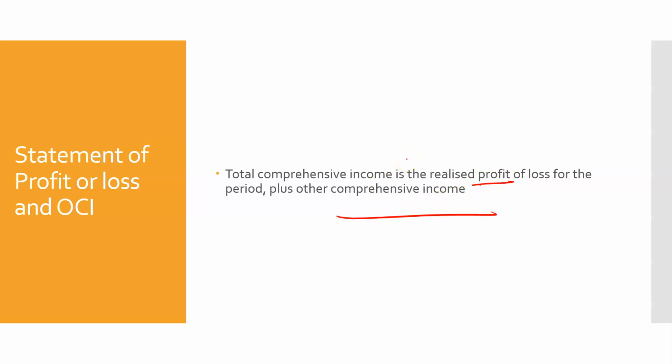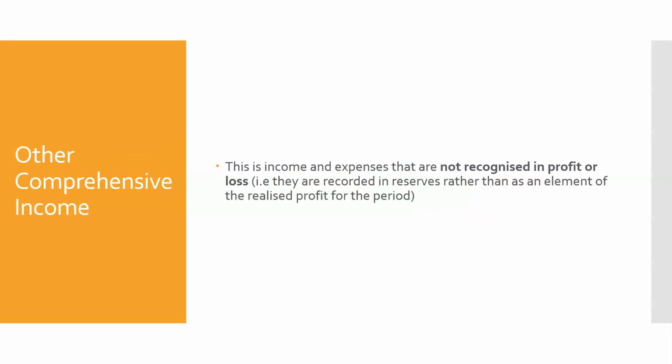You might have prepared two separate statements, irrelevant. The key point is that we're aware there's this thing called other comprehensive income. So this is income and expenses that are not recognized in profit or loss. Again, like I said, they are recorded in reserves, if you like, via the other comprehensive income area.